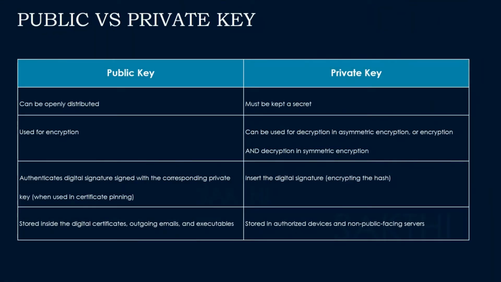So what is a public key and a private key? Public key is openly distributed, whereas private key must be kept secret. Public key is used for encryption. Private key is used for decryption in case of asymmetric encryption, but for both encryption and decryption in case of the symmetric encryption method. Public key authenticates the digital signature. The private key is used for the digital signature.